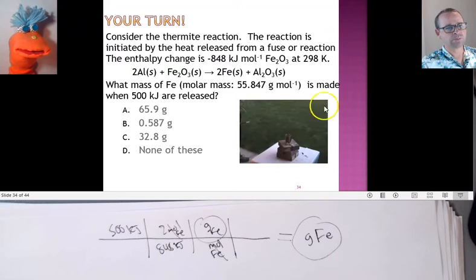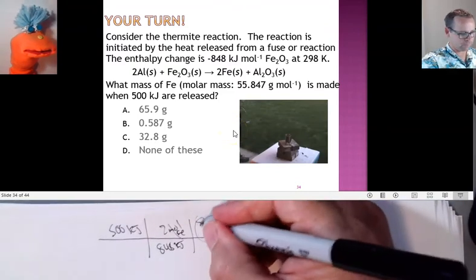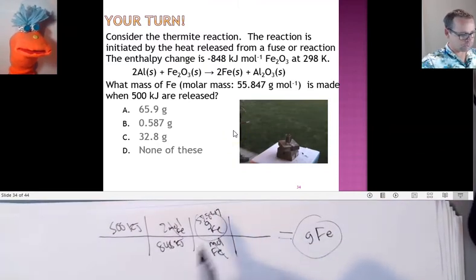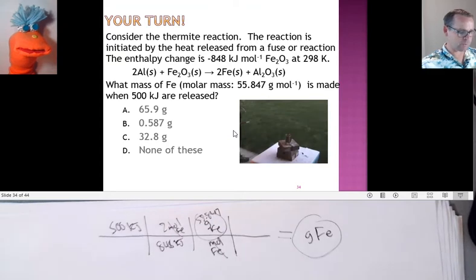Molar mass of iron? 55.847, it says. Very good. Okay, so 500 times 2 divided by 848 times 55.847 should be 65.9 grams.